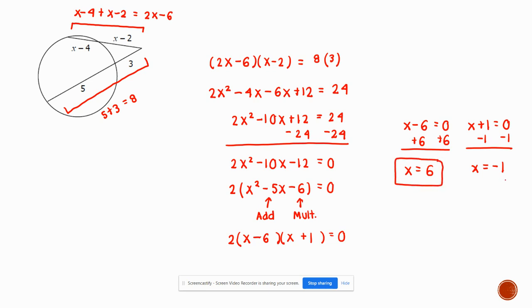Notice that when we try to plug negative 1 in for those x values, negative 1 minus 4, already off the bat, that gives me a negative length. I can't have something representing a negative length, so that means that this is truly not an answer. So out of those two, only one of them works.